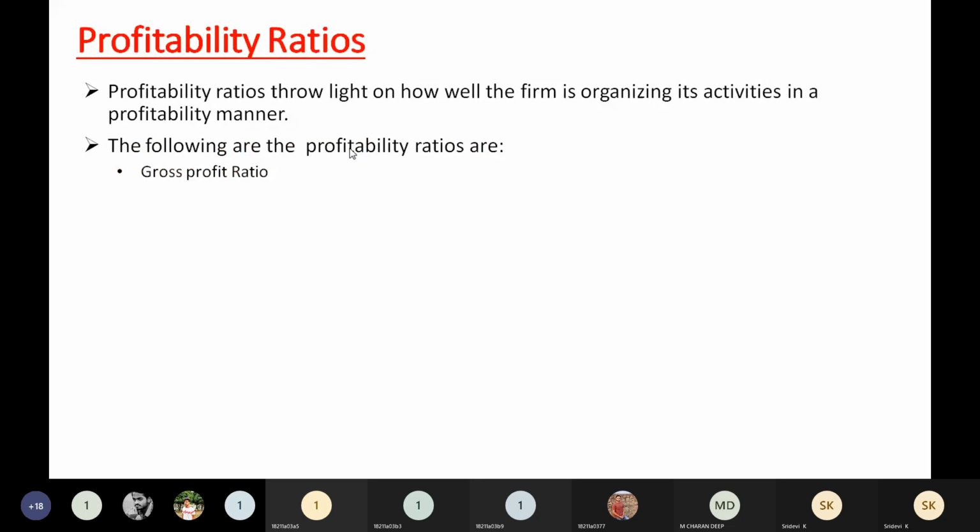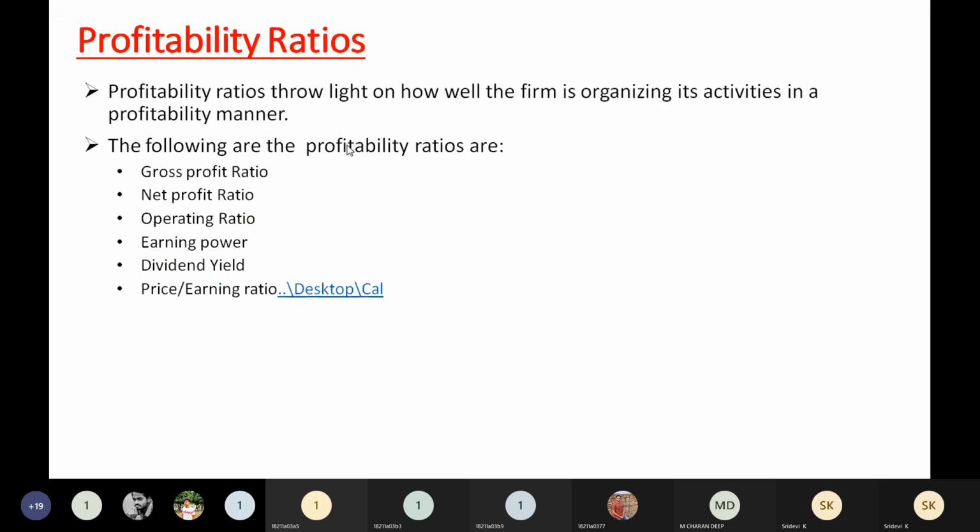One, you can use the gross profit ratio. You can calculate this. The second one is the net profit ratio. And the third one, operating ratio. So these are the three main ratios you can expect in the exam. The earning power, dividend yield, price earning ratio, all these are also profitability ratios, but I am not going to discuss all of them. The above three I am going to discuss today.